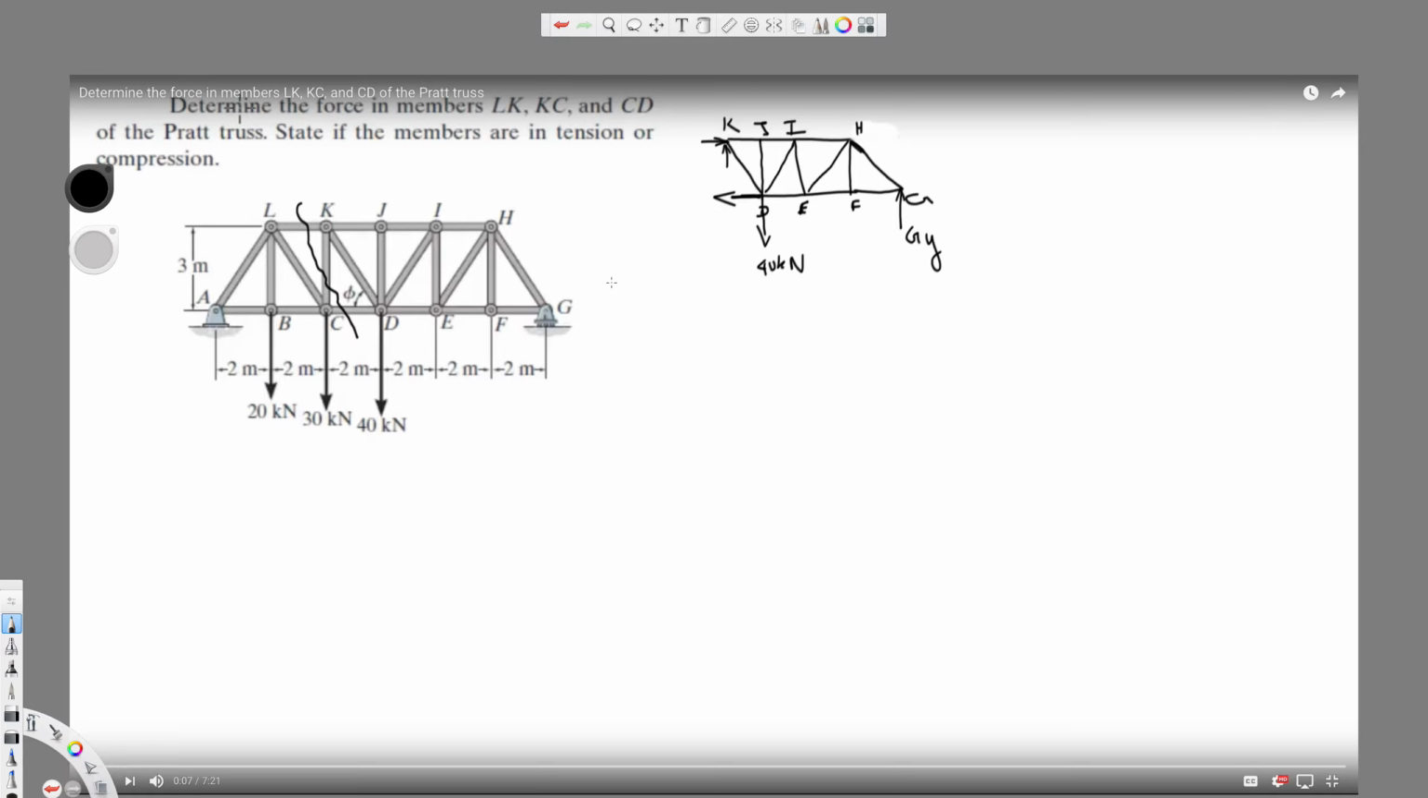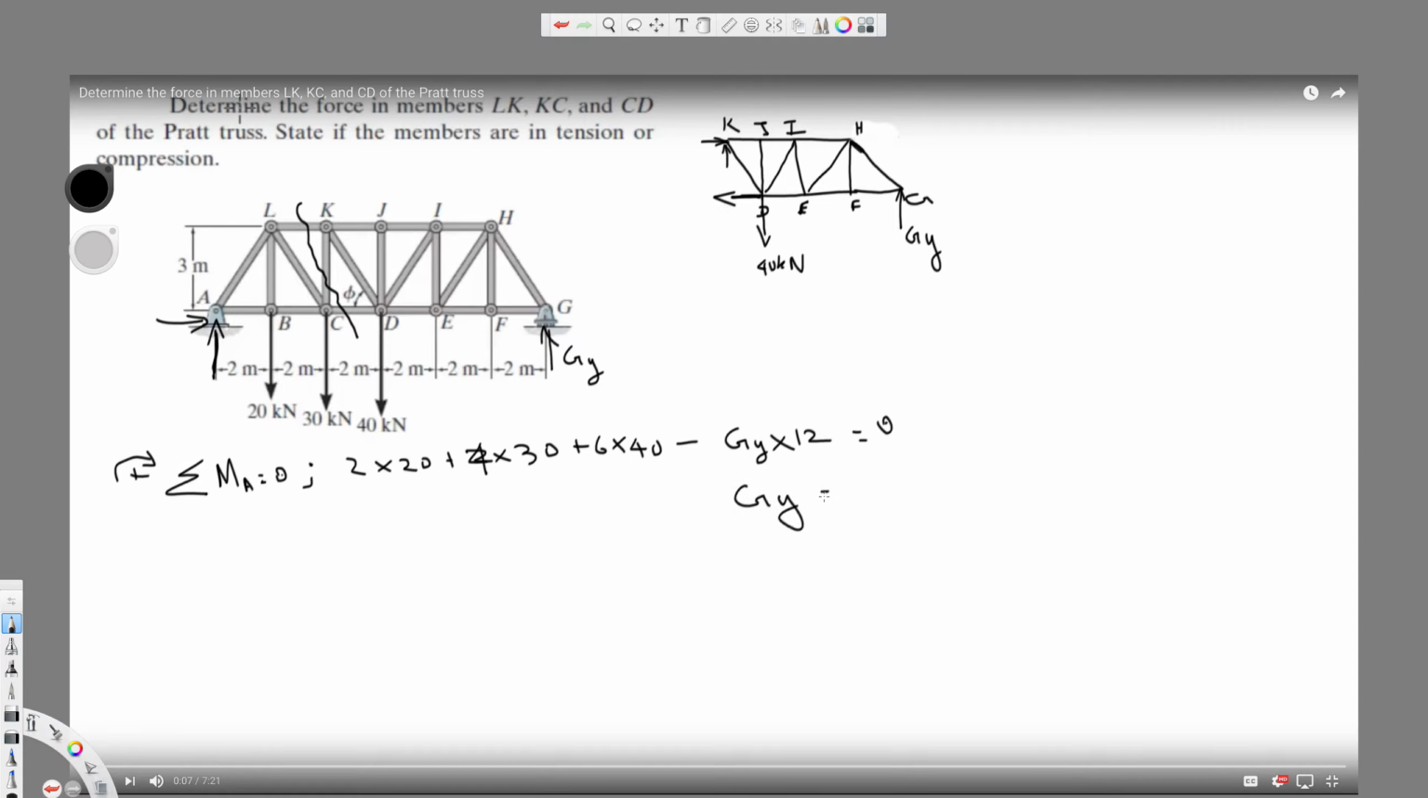Since we have the information, let's take the moment around A, which will eliminate the force acting at A automatically. In statics, the moment around A is going to be 0. Let's take clockwise positive. B is at 2 meter distance with 20 kilonewton acting downside, so it's clockwise. So it's 2 times 20, plus 4 times 30, plus 6 times 40, and GY acting upside is counterclockwise, so negative GY times 12, because 2, 4, 6, 8, 10, 12, a 12-meter distance. All of them are equal to 0.